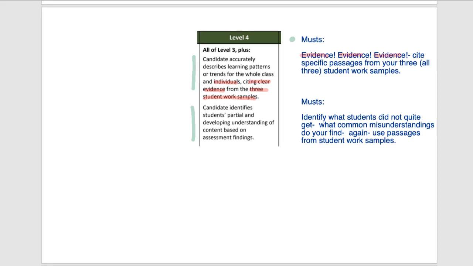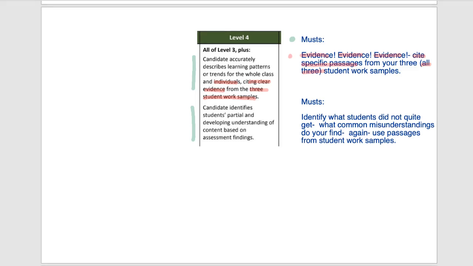Your student work samples need to demonstrate how your evaluation of their work fits with the learning goals through the rubric criteria that you've set out for your formal assessment. Okay, so you want to talk about, and my suggestion here is citing specific passages, that's your evidence, from your 3, and I say all 3 student work samples. All right, that's the move to make there.